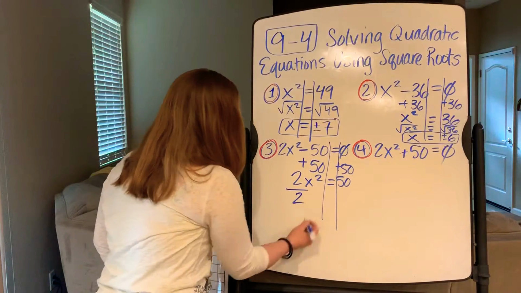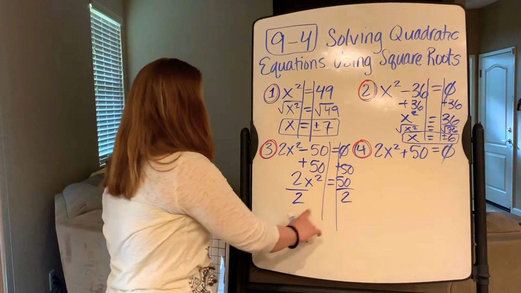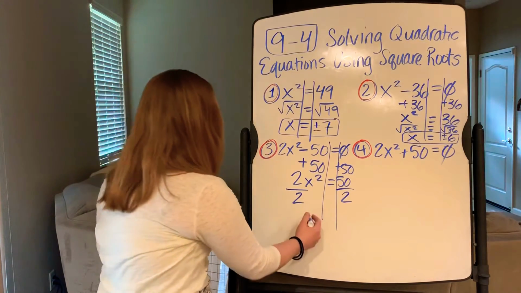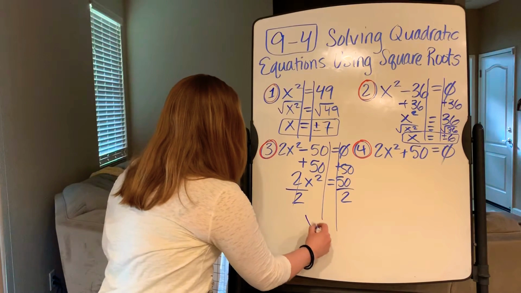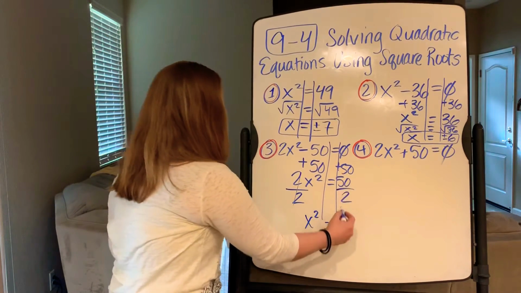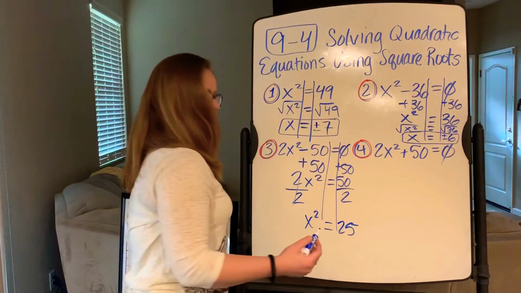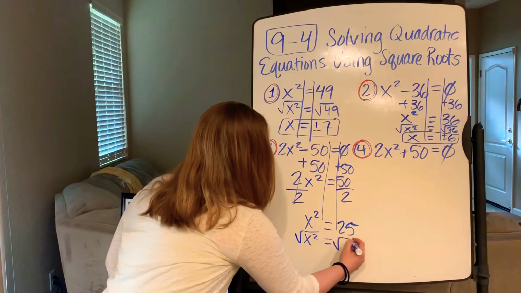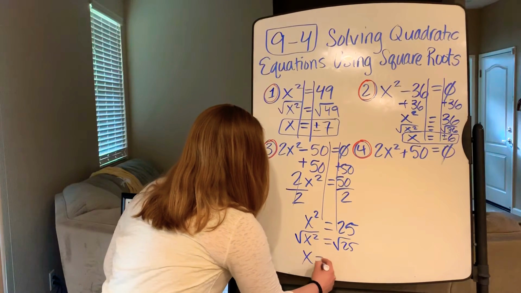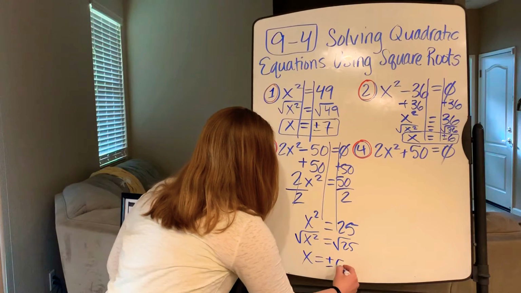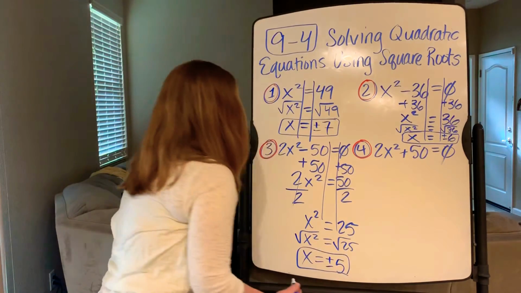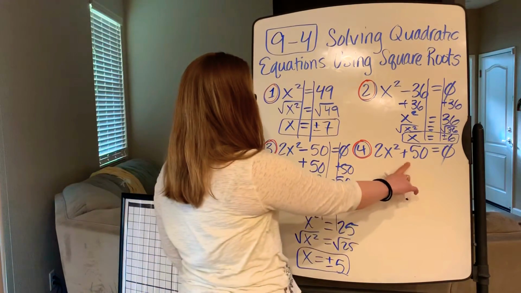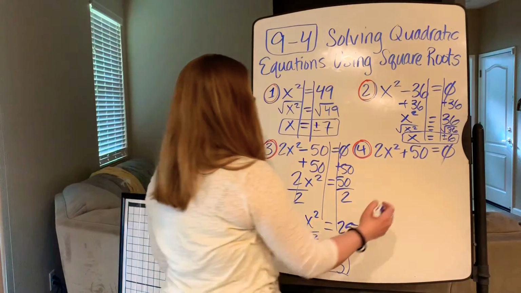Yep, you got it. So if we divide by 2 on both sides, following the golden rule, whatever I do to this side, I have to do to this side, we get x squared. This cancels out. We get x squared over here, and then 50 divided by 2 would be 25. And again, that last step is going to be taking the square root of each side to get x by itself, and we get plus or minus 5. But let's see what happens. I've changed this equation really similar to this one, but now I have 2x squared plus 50.